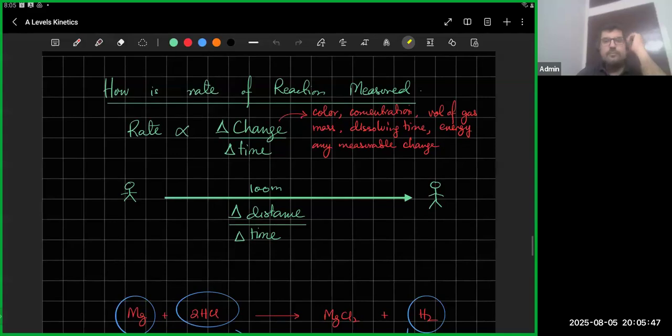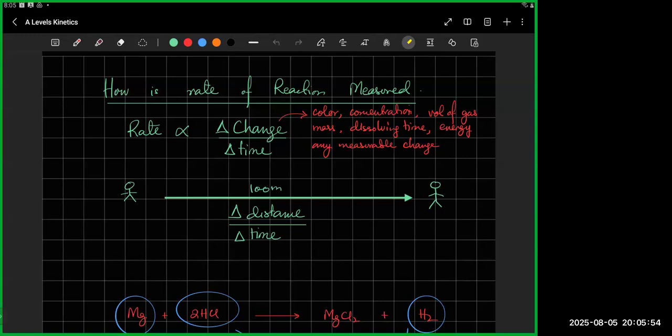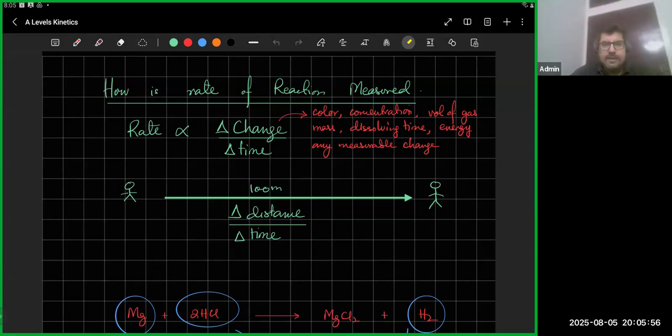ठीक है, ये इम्पोर्टेंट था कि this is where we started A levels के how is the rate of reaction measured. ठीक है, बाबा आपका माइक ऑन है. अच्छा, how is the rate of reaction measured? तो ये हमने लास्ट क्लास में डिस्कस किया था कि rate is what? It's the speed of a reaction.